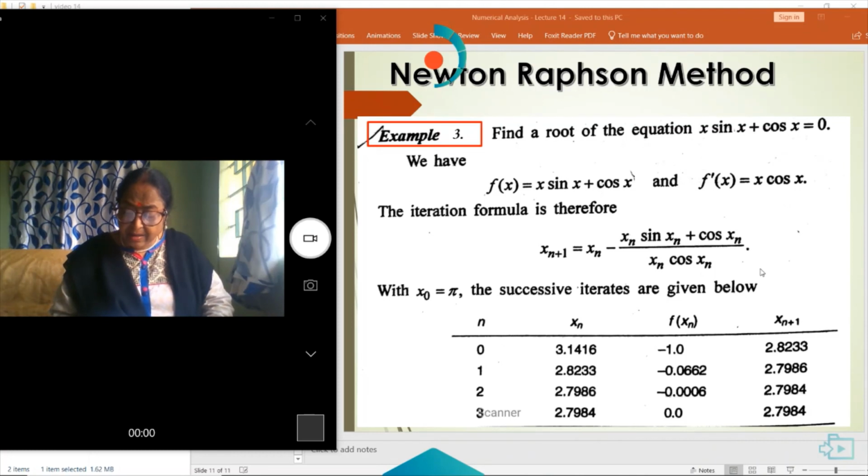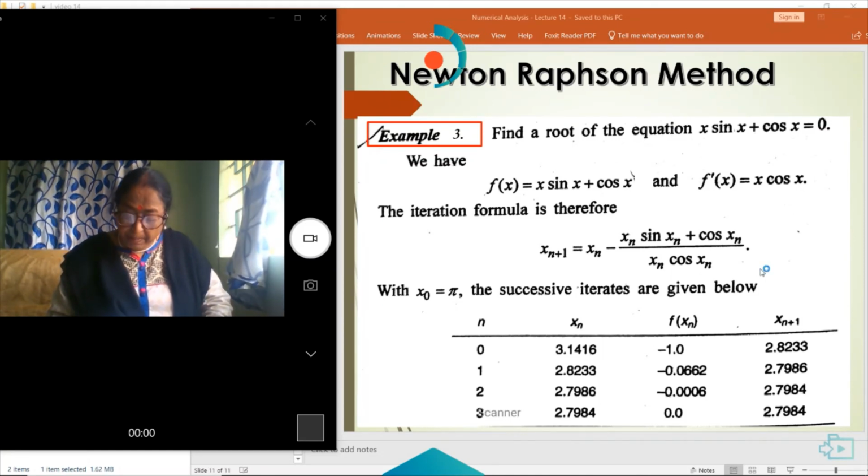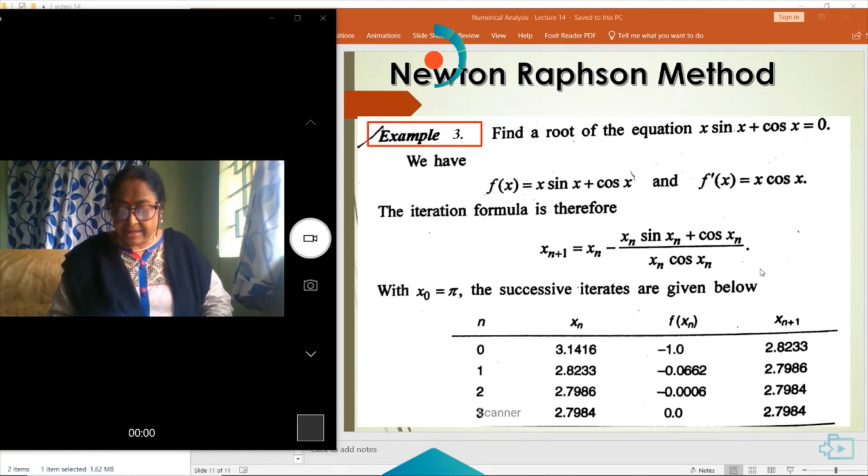That is, when the value changes from negative to positive, then we get the root of the equation. Here it is 2.7984, repeating twice. So we can say that the root lies near 2.7984.